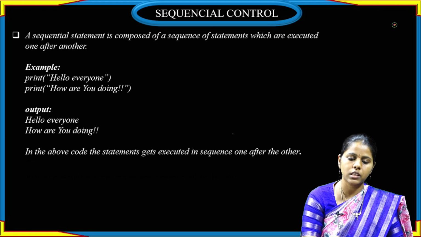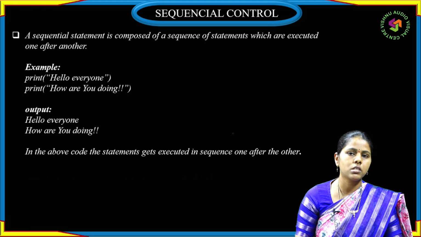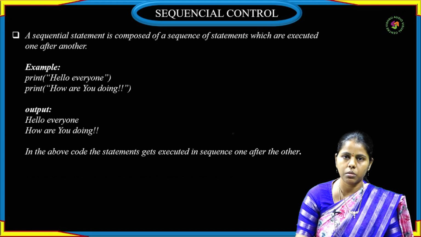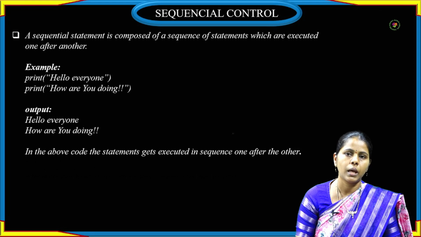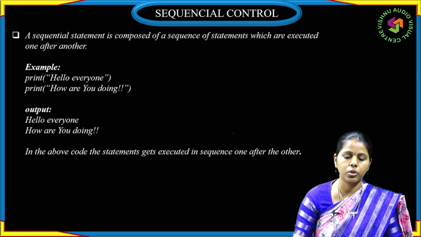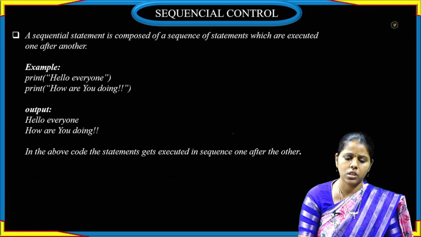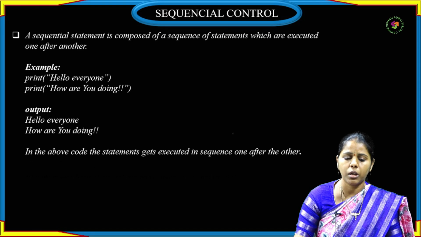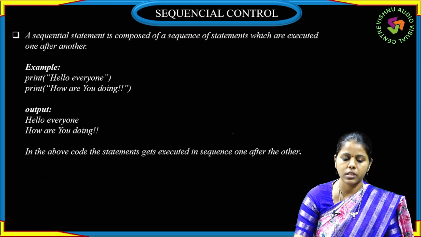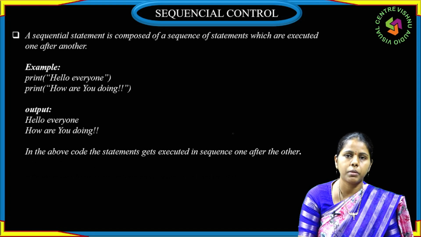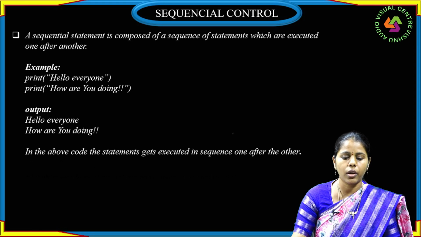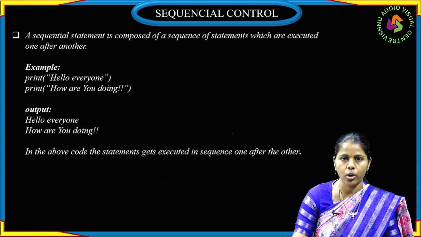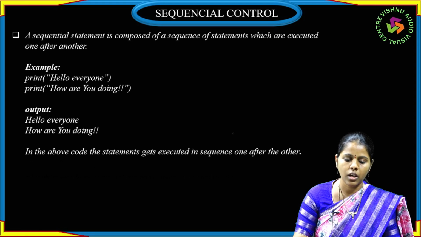So here, the syntax for the print statement is, in the C language we are using the printf statement. Here we are using just print statements to print the output on the screen. Whatever we are writing in the double quotes will be printed on the screen. So here I have written in the print statement, hello everyone. So it will print hello everyone. After that it will print how are you doing.